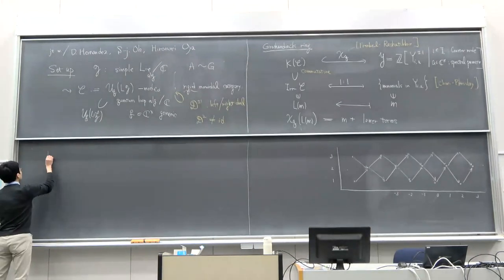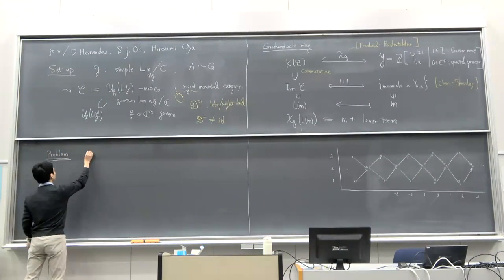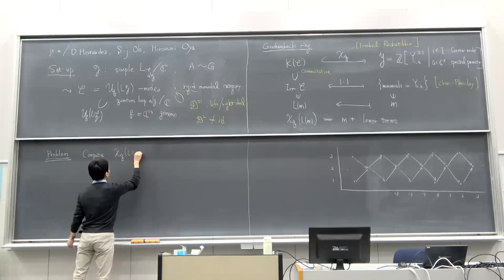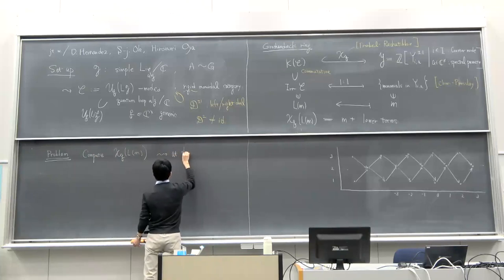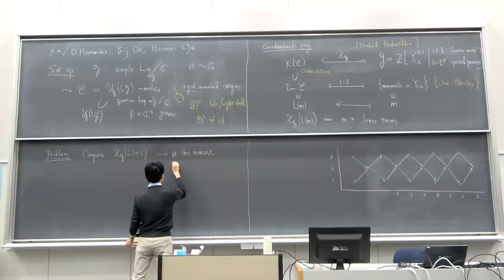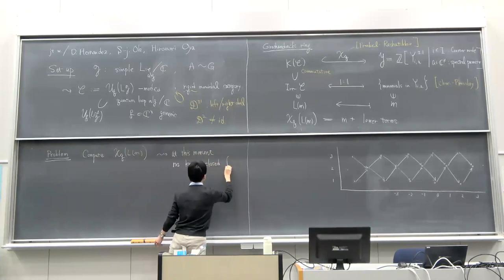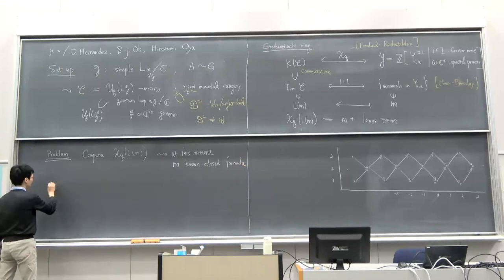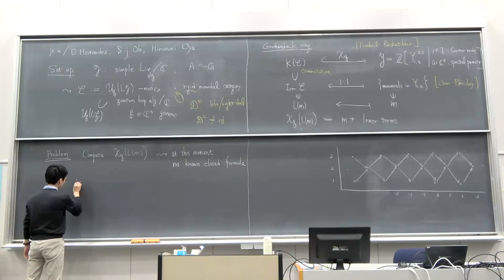Then the fundamental problem is, of course, to compute the q-characters of simple representations. But unfortunately, at this moment, there is no known formula, no known closed formula, to compute these simple q-characters. So to remedy this situation, it is natural to consider the categorification type approach.